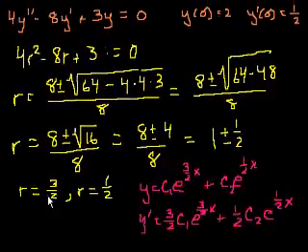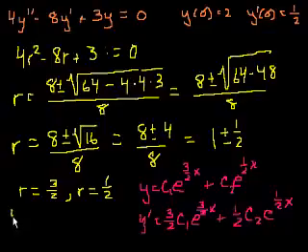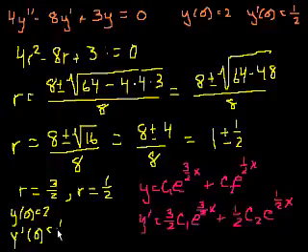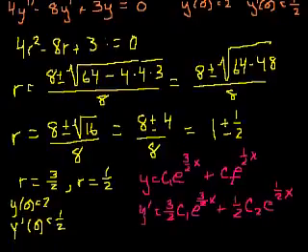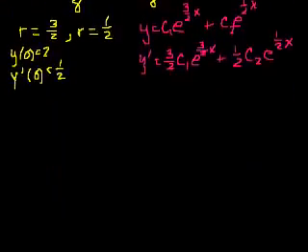I don't want to lose them. Let me rewrite them down here so I can scroll down. So we know that y of 0 is equal to 2, and y prime of 0 is equal to 1/2. Those are our initial conditions. So let's use that information.